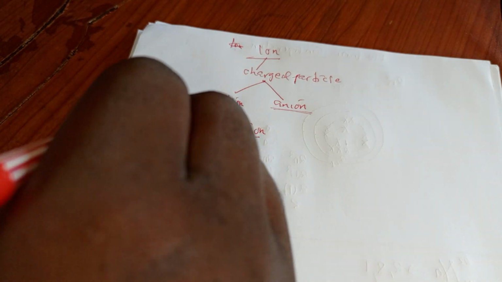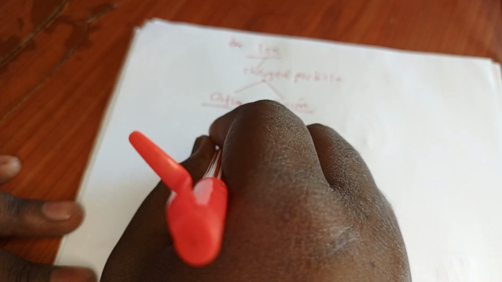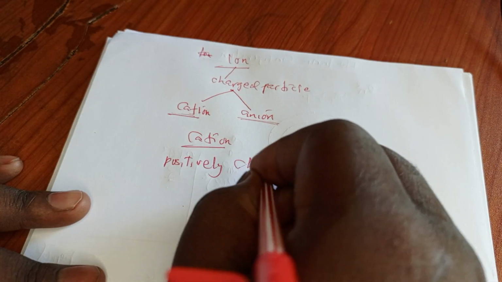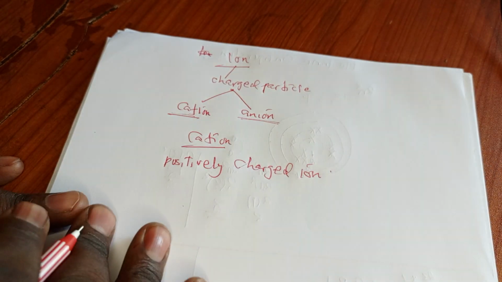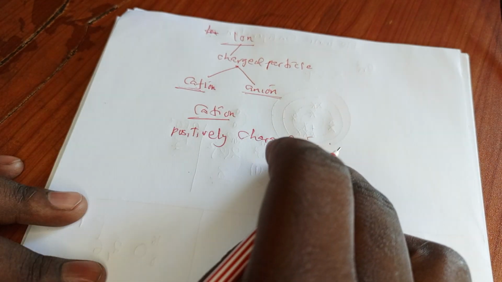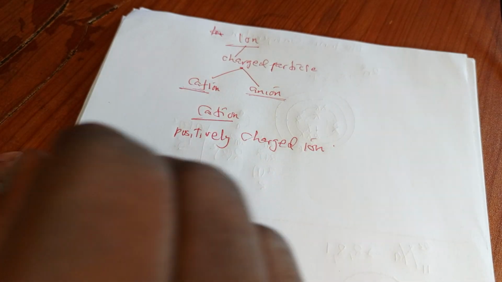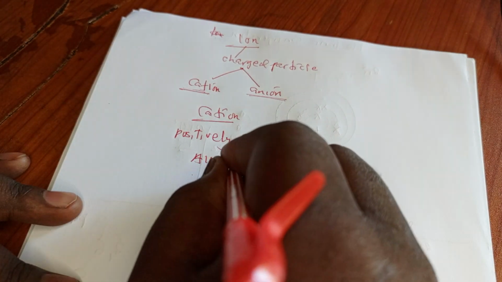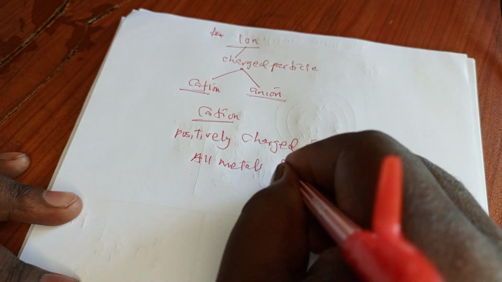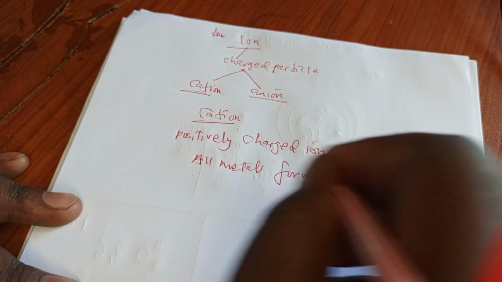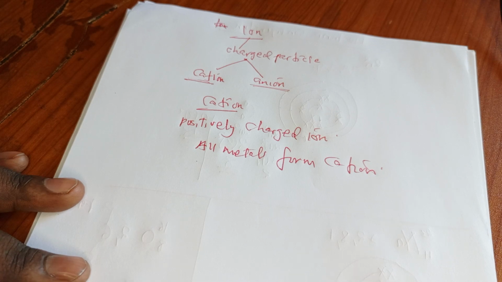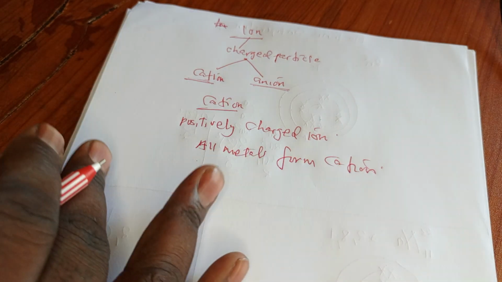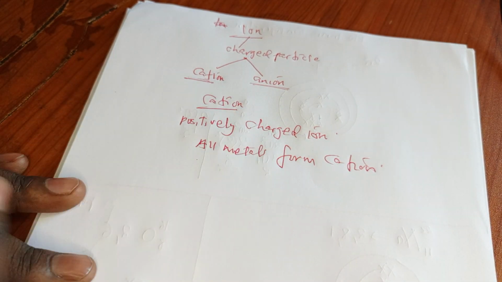So cation is a positively charged ion. So all metals form cation. So metals, in fact, they lose electrons. They can lose either 1, 2, or 3 electrons to form cation.